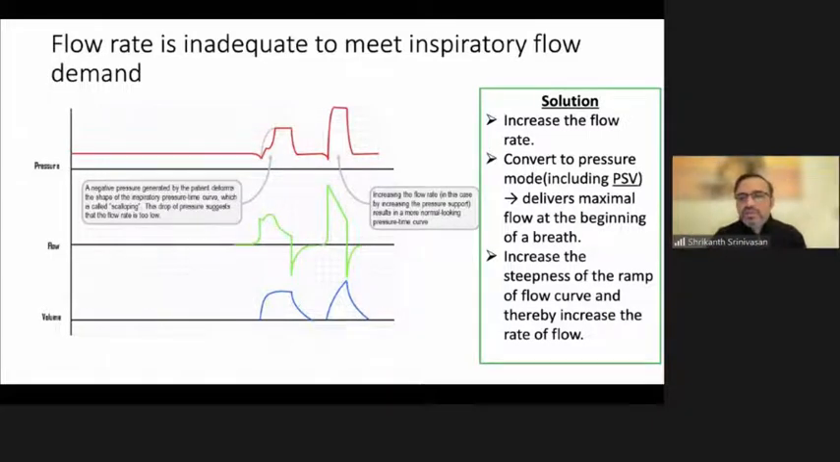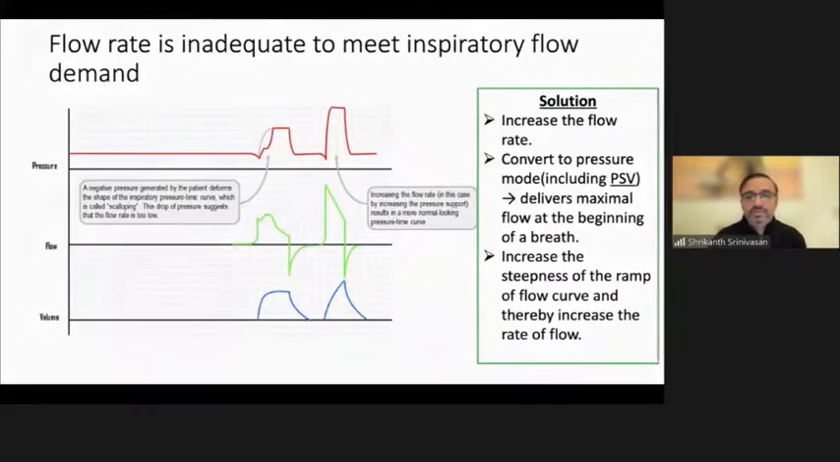And the third thing we can also do is increase the steepness of the ramp, thereby increasing the rate of flow right at the start. Right? So in certain ventilators, it gives the rise time or the ramp 1, 2, 3 or so. You can increase the steepness by reducing it to 1. So maximum flow right at the start, so this flow demand, which is there right at the start, is matched.